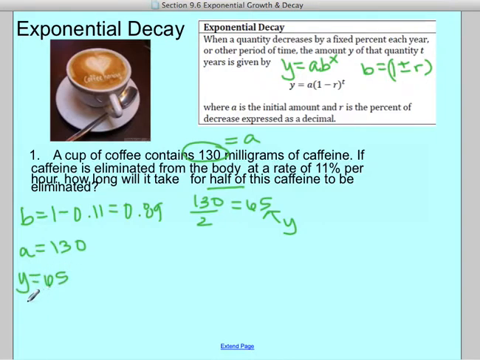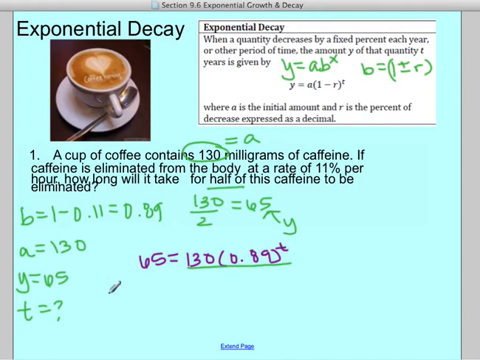So the only thing I don't know is my t or my x, because we want to know how long, and how long is time. So t, I don't know. So let's go ahead and write all this into my equation. So I would have my y, which is 65, is equal to my a, 130, times my b, 0.89, to the t. So we've solved similar problems before, in the sense that we did not know b.